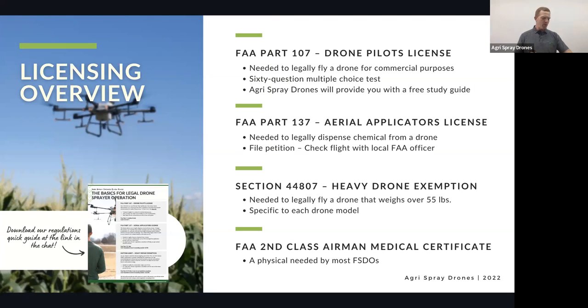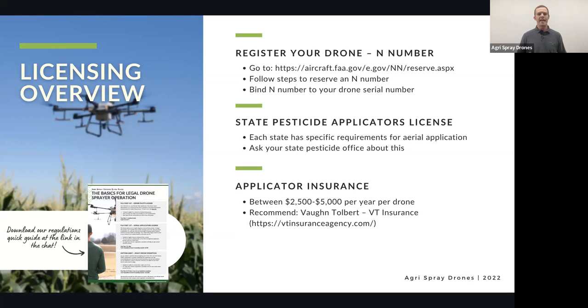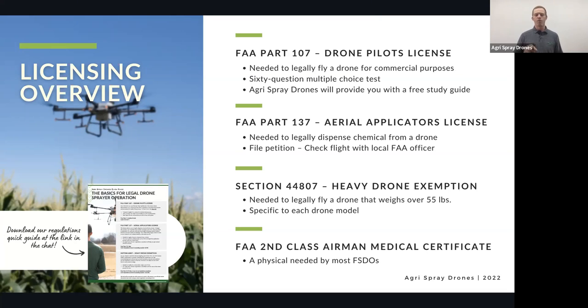Okay, so now that we've covered some of the more pressing questions on what markets you might be looking at and what type of applications, at some point you probably ought to think about the licensing aspect. What do you need before you can legally start flying and spraying with the drone? This is just a list here, two pages. This is some of the FAA stuff first: 107, 137, 44807, class two medical, and N-number are what you need for the FAA portion of your licensing.